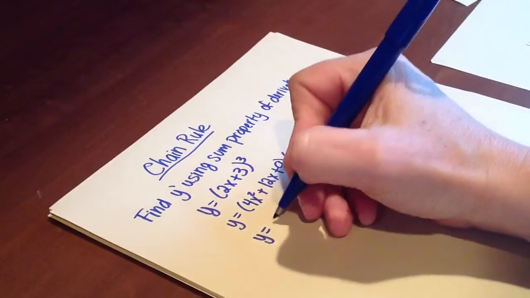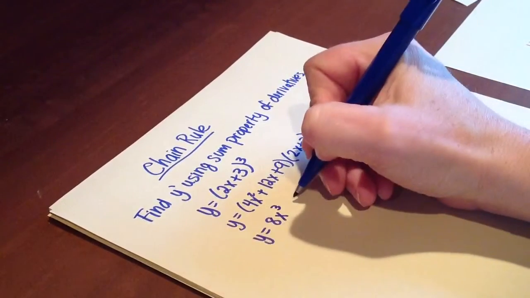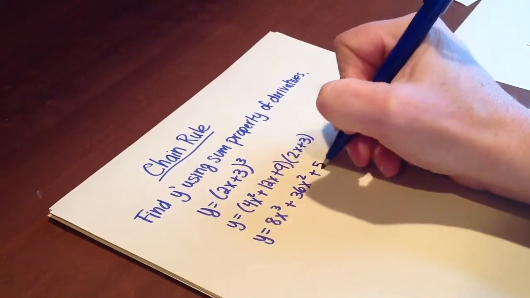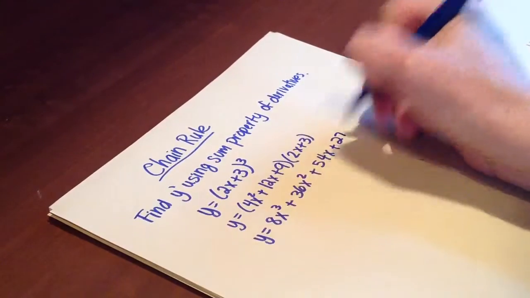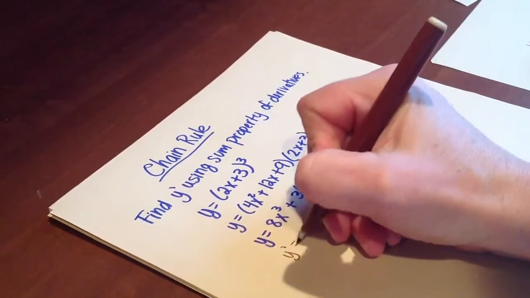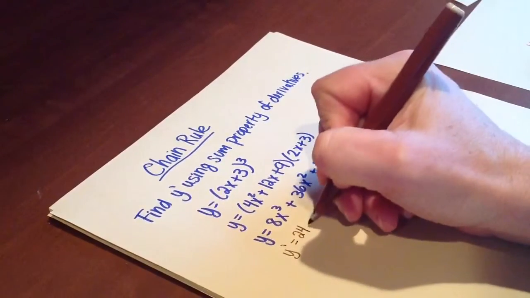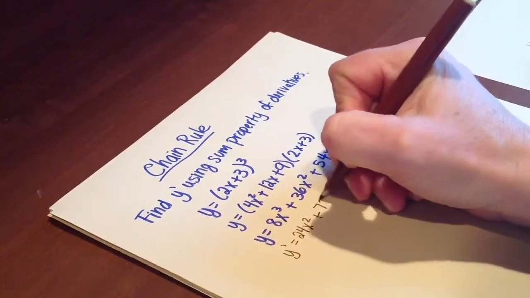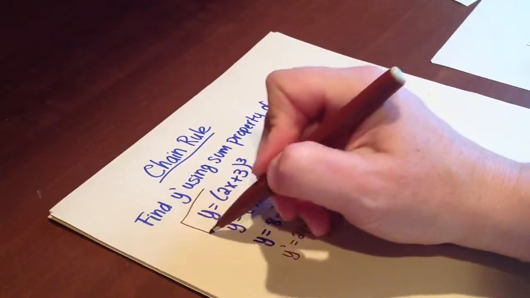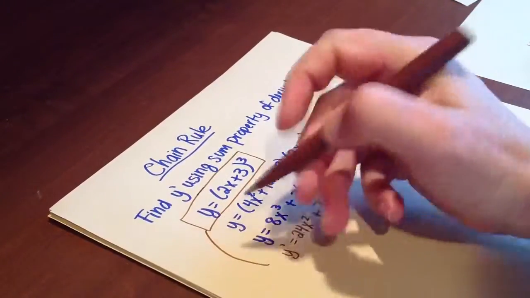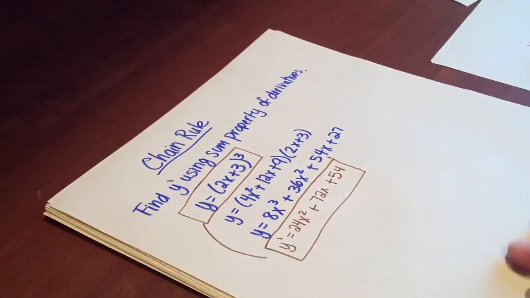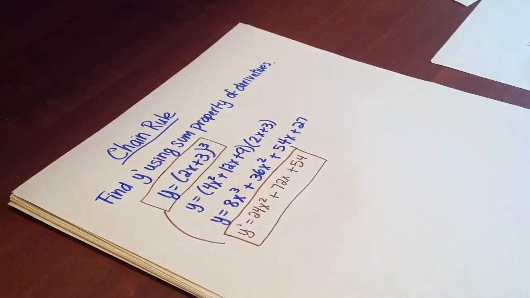But when you multiply that out, you should end up with 8x to the third plus 36x to the second plus 54x plus 27. Okay, and when I take the derivative of that, the derivative is going to give me 24x to the second plus 72x plus 54. So we know that this is what the derivative needs to be. Now we're going to be looking at how the chain rule can improve this process.